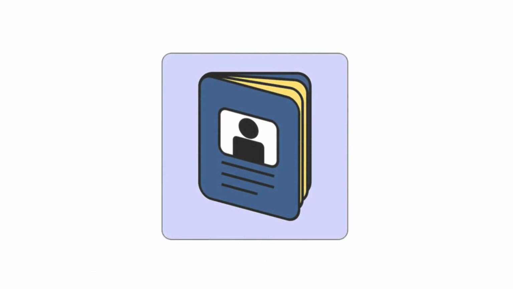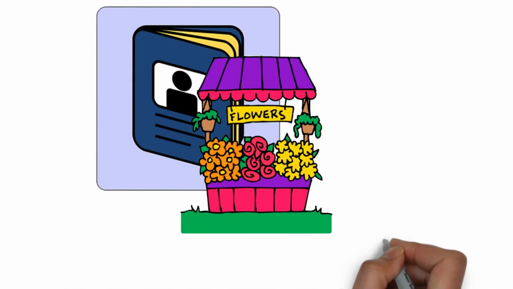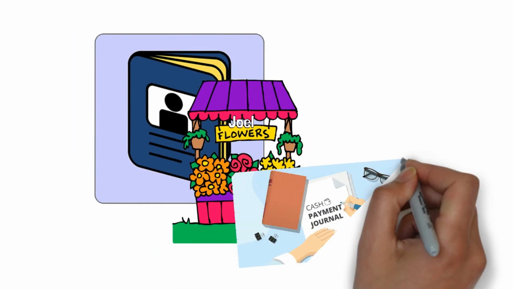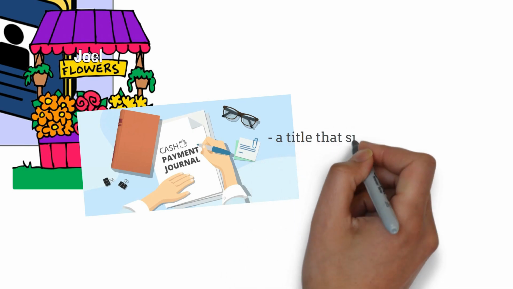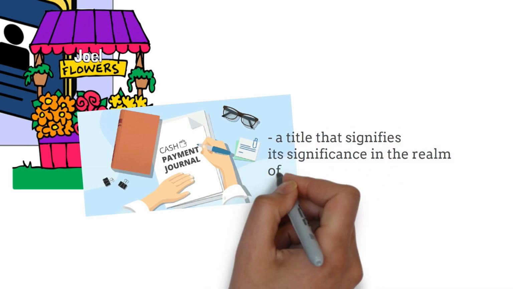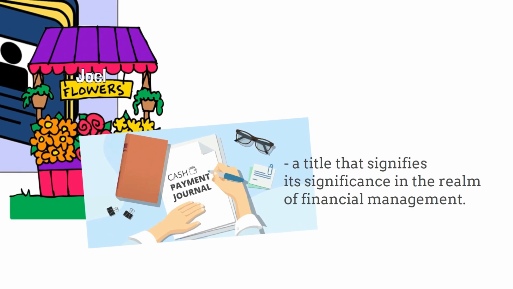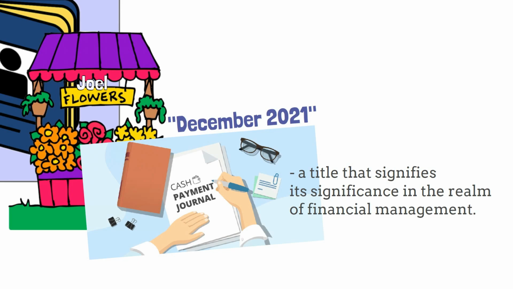The first entry is your company's name, anchoring the journal's identity to your business. In our case, it's Joel Flowers. Next in line, the journal proudly bears its name, Cash Payments Journal, a title that signifies its significance in the realm of financial management. And don't forget to note the period for which it's prepared, which can be as specific as December 2021.